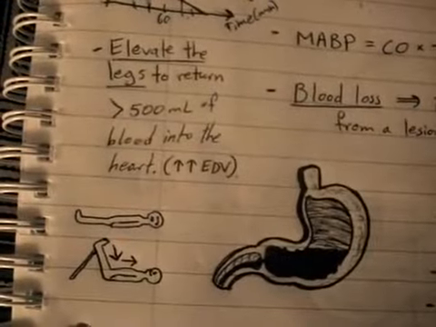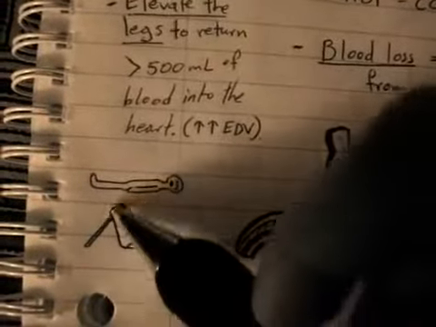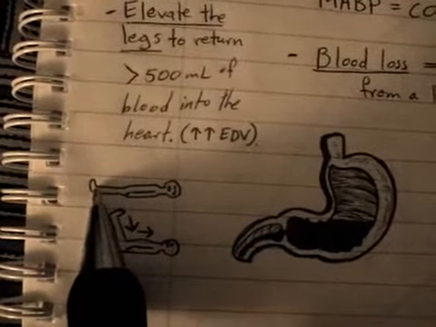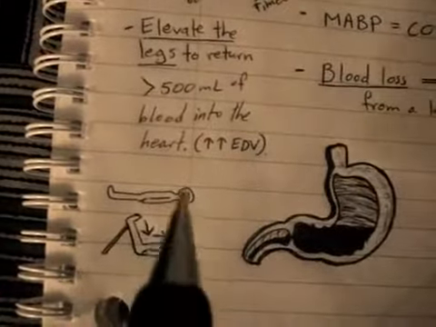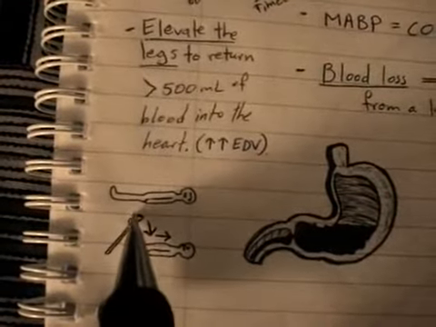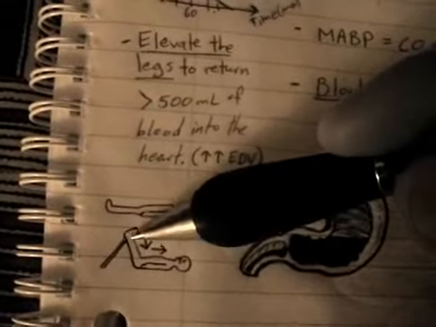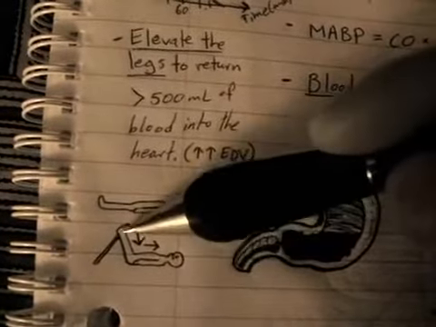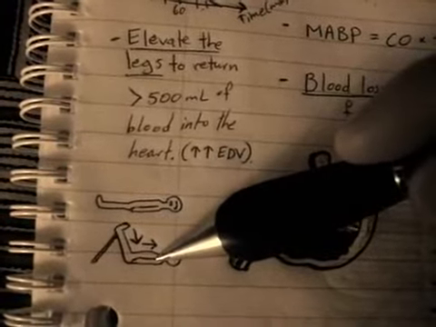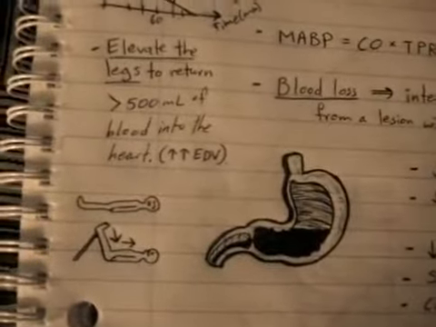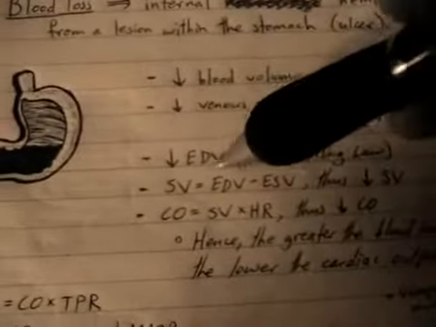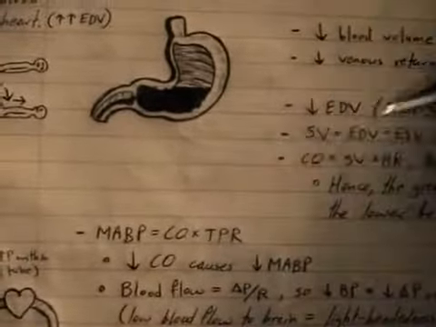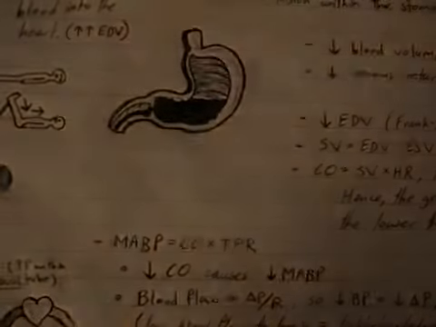You can also help increase blood pressure by elevating the legs, because we know that the veins store a lot of blood. Most of the blood is stored within the veins at rest. So when we elevate the legs, we allow gravity to pull all of that blood within the veins and return it to the heart. And therefore we are increasing venous return to the heart, and we said that increased venous return to the heart causes increase in end diastolic volume, and therefore increased stroke volume, increased cardiac output, and increased mean arterial blood pressure.